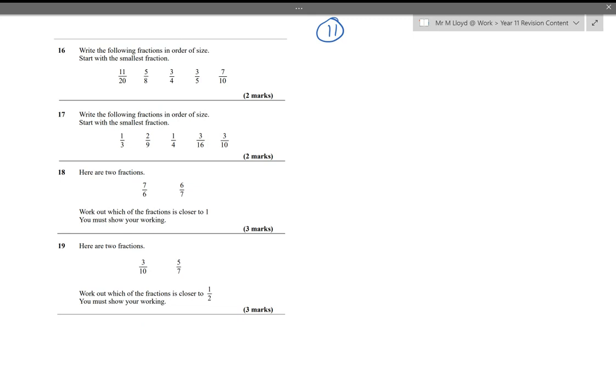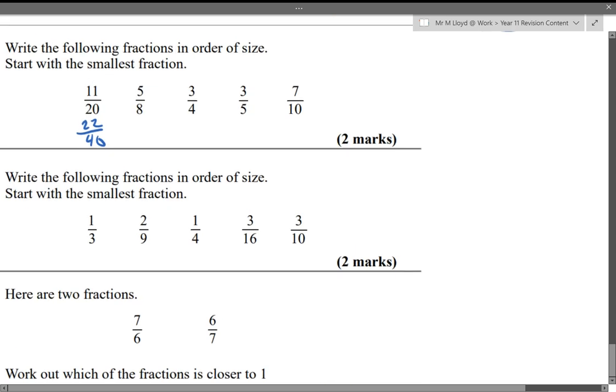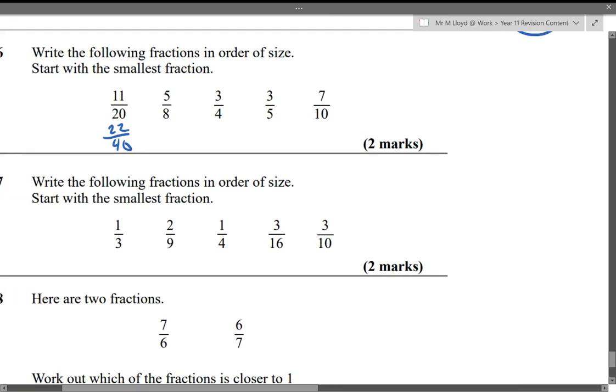Okay, so all of these are not going to go over 20. They have to go over 40. So we've got 22 over 40. I really want to zoom in here, make it easier for myself. 25 over 40, because that's times by 5. Times by 10 here, so that's 30 over 40. This is times by 8, 24 over 40. And then times by 4, 28 over 40.